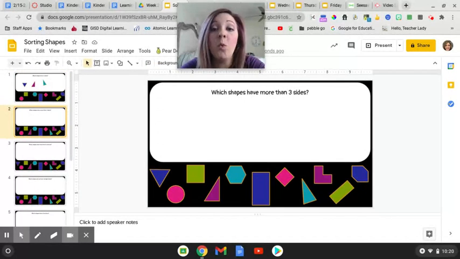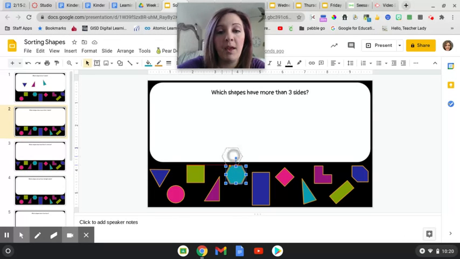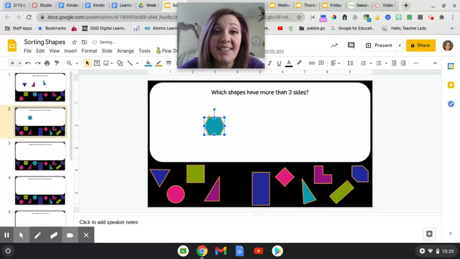Which shapes have more than 3 sides? So it doesn't say 4, it just says more than 3. So I know I can do a square or a rectangle. And we also learned a little bit about a hexagon. And there are some other shapes here that might have more than 3 sides. We'll count them and see. So let's see. I know this one has more than 3 sides. So we'll move the hexagon up. It has 6 sides.